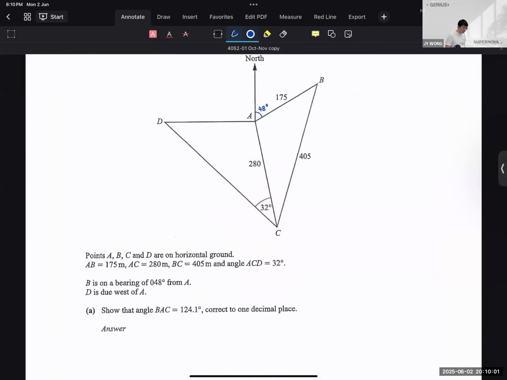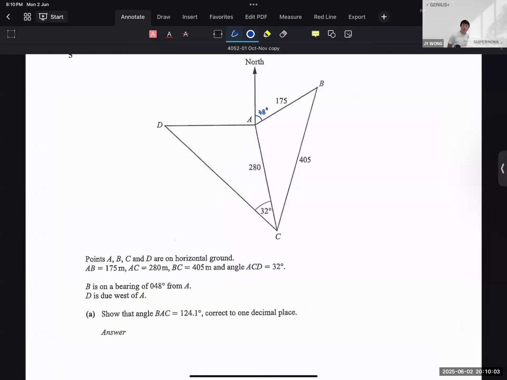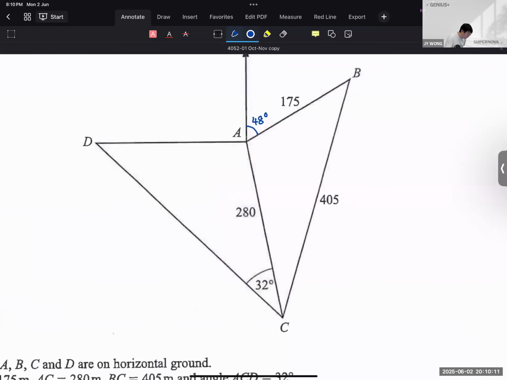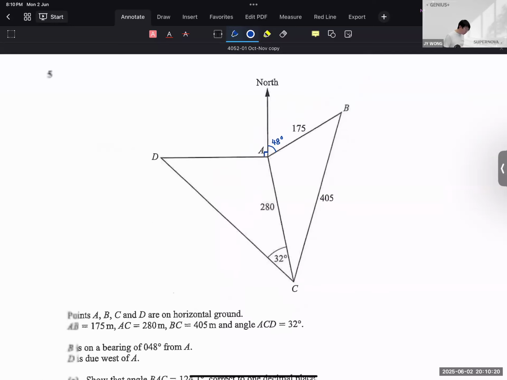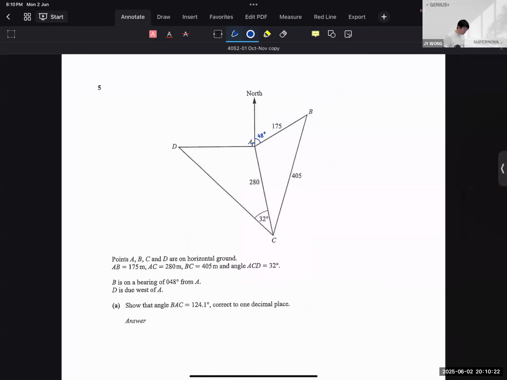But it's not just Cambridge. Even the PSLE questions, some of them are like that. Very strange. Now, D is due west of A means this angle over here is a right angle. So you also ought to label that. That kind of information they for sure will not label for you, but you are expected to know.